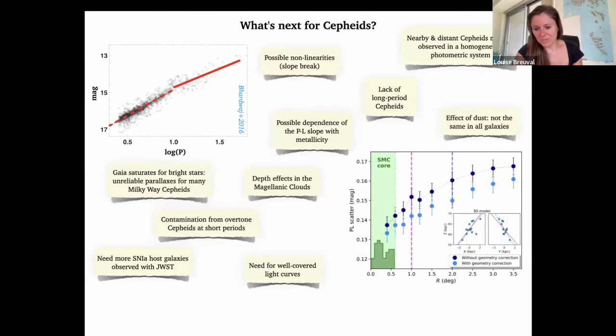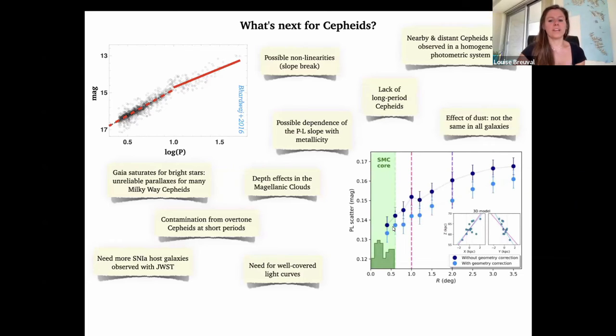And something else I've been studying is the effect of depth in the Magellanic Clouds. So this really is important in the LMC and SMC, not in other galaxies, but in the Magellanic Clouds. These galaxies are quite elongated, and there's a strong effect depending on what sample you use. So the radius of the sample gives a different PL scatter. So it's important to find the best region to study.